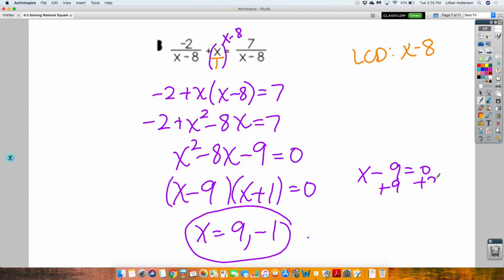Because you said both of them equal to 0, you get x equals positive 9, and then you do the same thing for the next factor by subtracting 1. Okay?